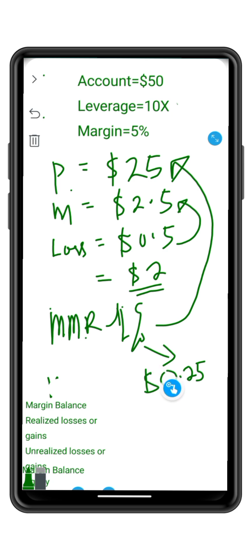You will only be kicked out of the trade the moment your margin drops to this or below this, and that will be when price goes against you by around 9% or 10% of your position size. 10% of your position size, $25, is 2.5, which is equal to your margin. You'll be kicked out of the trade, or you'll be liquidated. So this is how it applies to isolated margin.